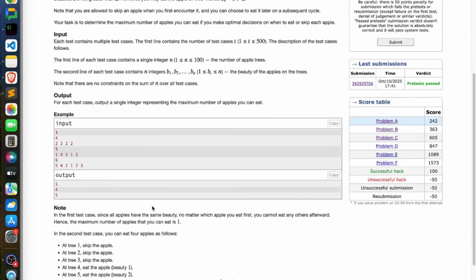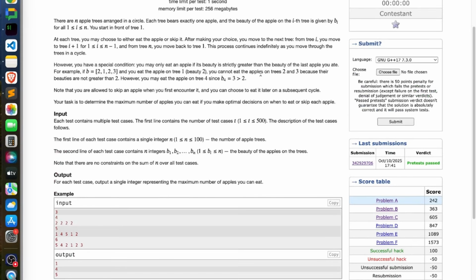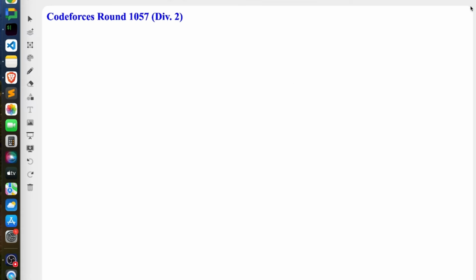Just one thing. Since the beauty of any apple has to be strictly greater than the previous apple you ate, there will never be two apples of the same beauty which we eat. So that was one thing.